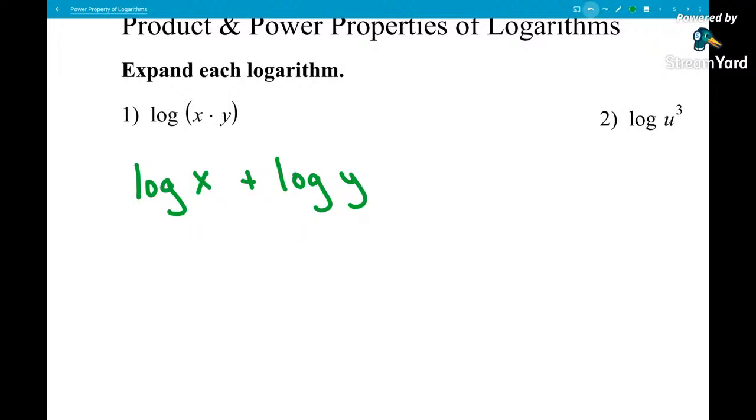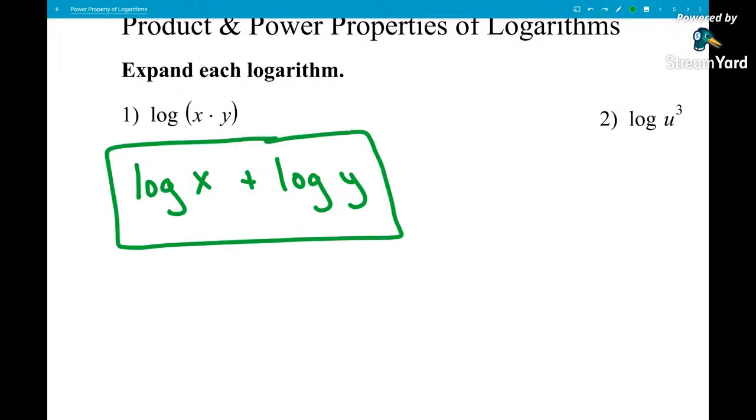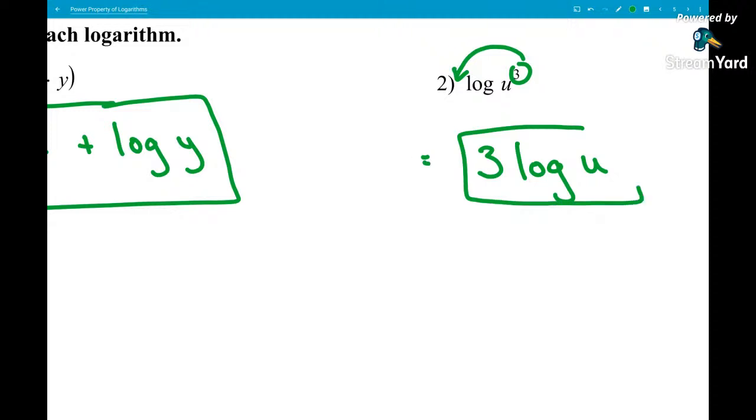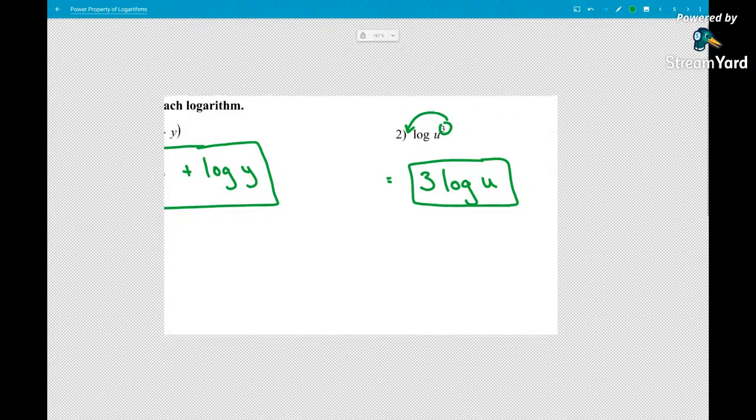Let me give myself a little more room there. Great. Number 2, the common log, again, an invisible 10 there, of u to the third. How can I rewrite that? Well, I can use the power property, right? I have an exponent of 3, so this is going to come down. Logarithms bring exponents down. Simply 3 times the common log of u. Done. Who can't do this? I don't know.